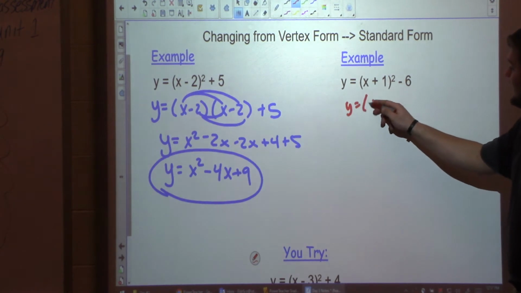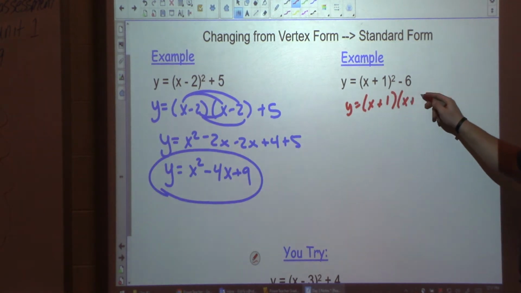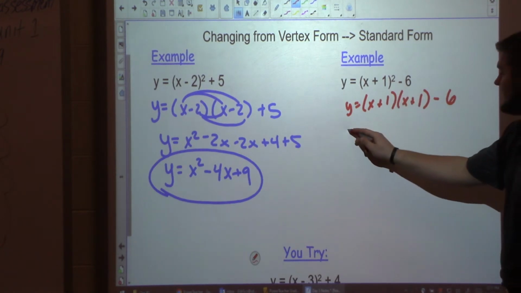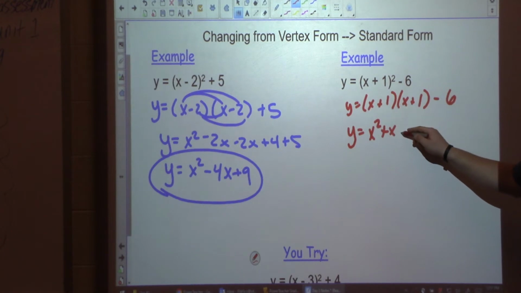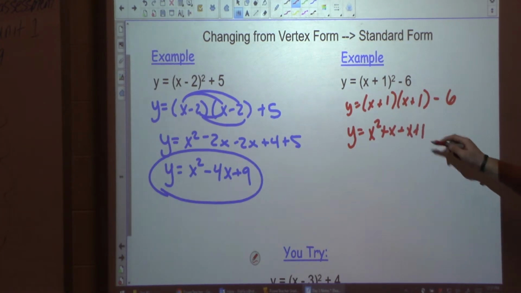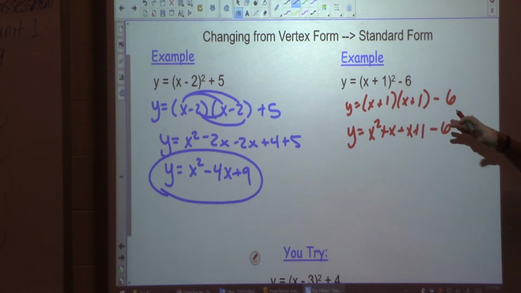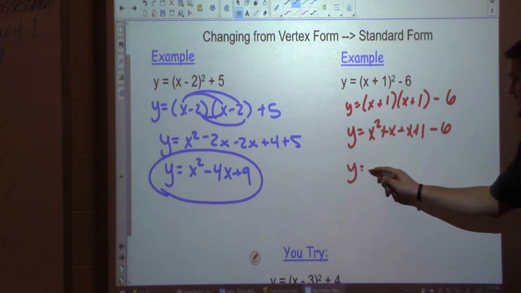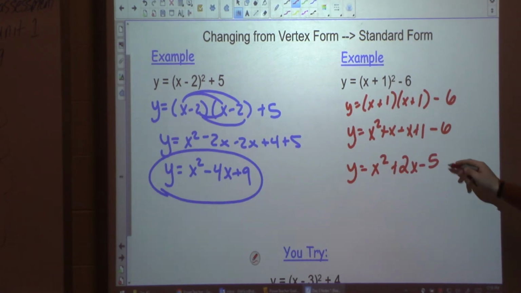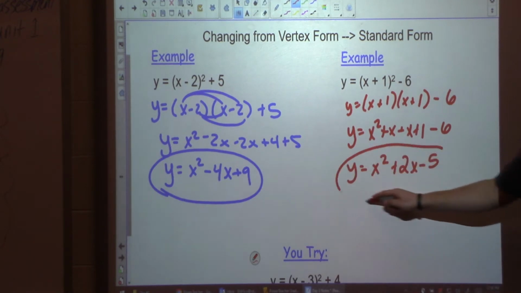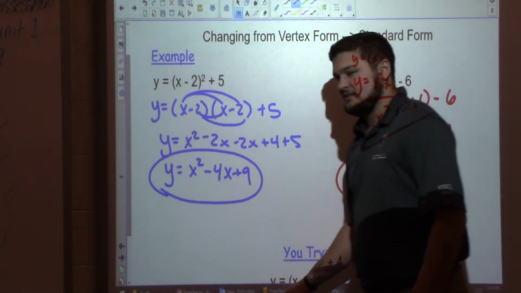Y equals x plus 1 times x plus 1 minus 6. Well, if I FOIL this, I get y equals x squared plus 1x plus 1x plus 1 minus 6. So I FOIL, now I'm going to combine my like terms. Y equals x squared plus 2x minus 5. It happened again. It's in standard form already. Oh, how nice is that? That's pretty neat.